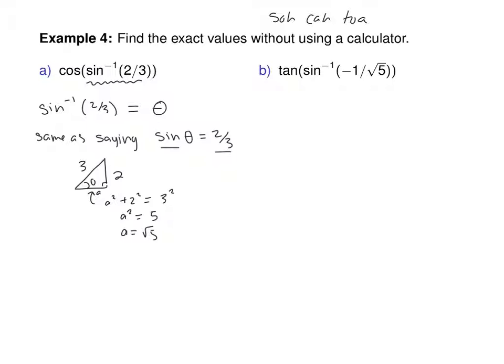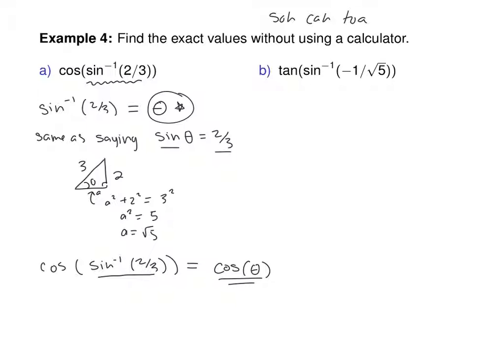Okay. Now here is the craziness. You've got cosine of sine inverse of 2/3. Sine inverse of 2/3 is equal to theta. So this becomes cosine of theta. Does that make sense? Okay, and then you find cosine of theta using that triangle.